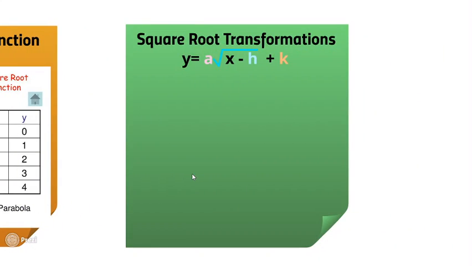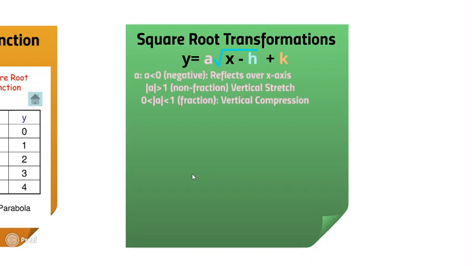With any function, the transformations are always going to be the same. We talked about the a, h, and k values when we talked about quadratic functions. So guess what, you guys? The a, h, and k will perform the same movements on the graph with the square root function. Pretty neat, I know. For the a value, just like with quadratics, when a is negative, or less than 0, your graph will flip upside down or reflect over the x-axis.